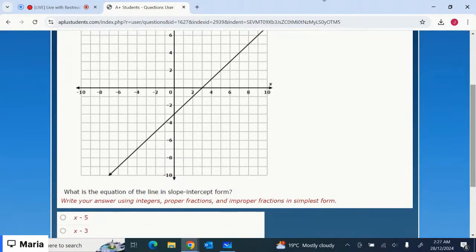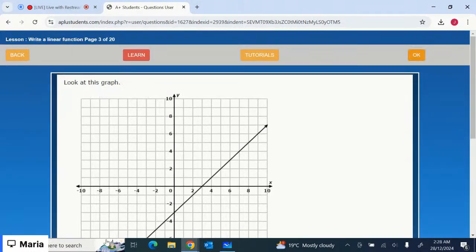Look at this graph. The y-intercept is negative 3. You need to move up 1 point and right 1 point. That is y equals x minus 3. Option number 2 is the correct option.